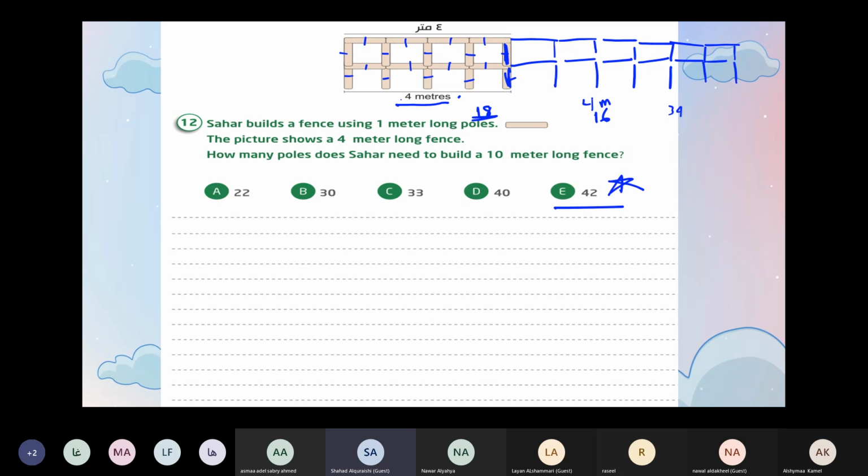Right. And the 2 more meters will be what? Will be 16 over 2, because here is 4 meters, which is 16 poles. 16 divided by 2 equals 8. So I have here 3 numbers.